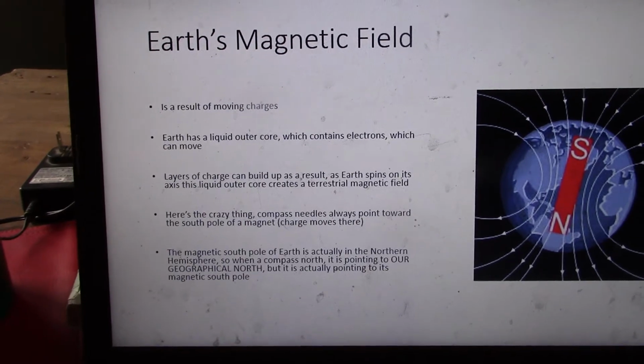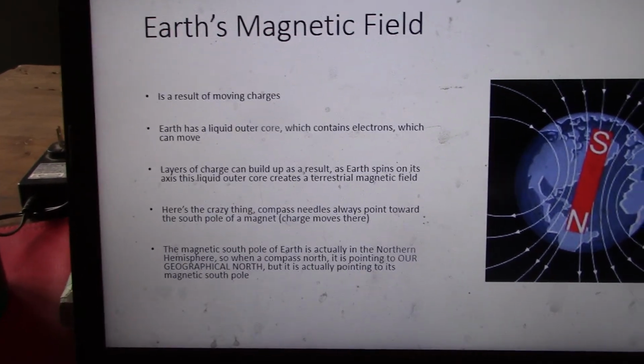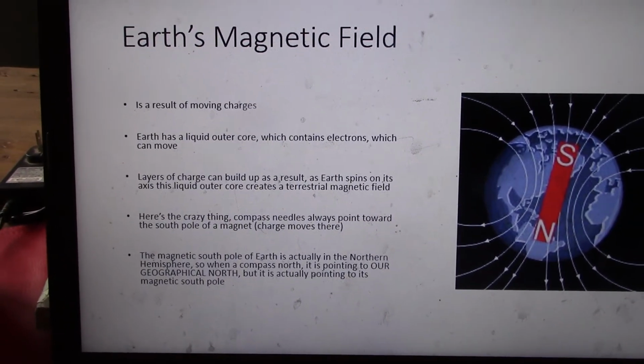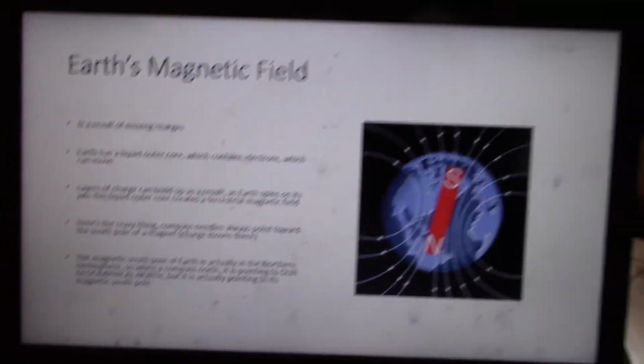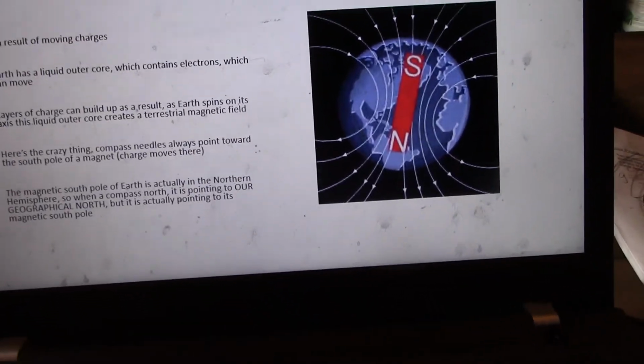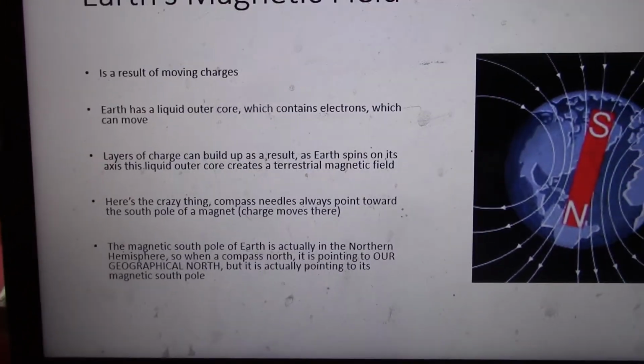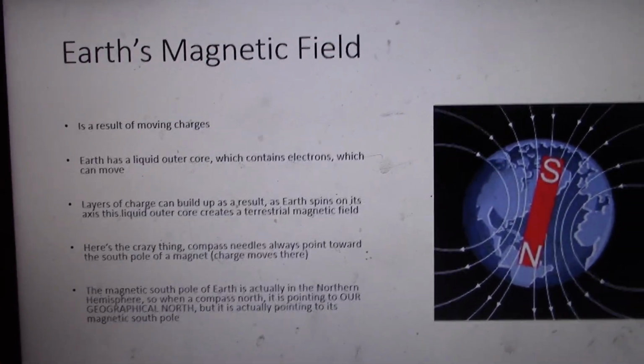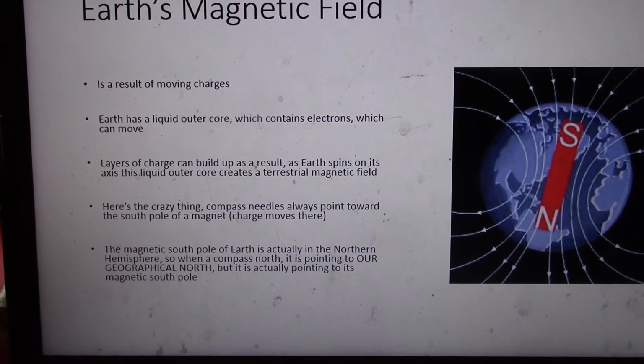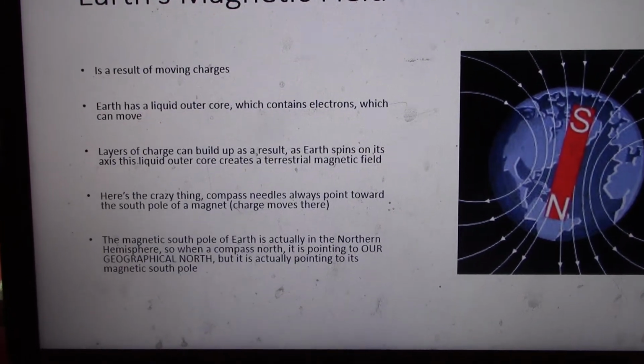Right, so our field lines always point towards magnetic south. But the Earth is spinning. So what happens over time is that layers of charge can build up. As a result, as Earth spins on its axis, this liquid outer core creates a terrestrial magnetic field.